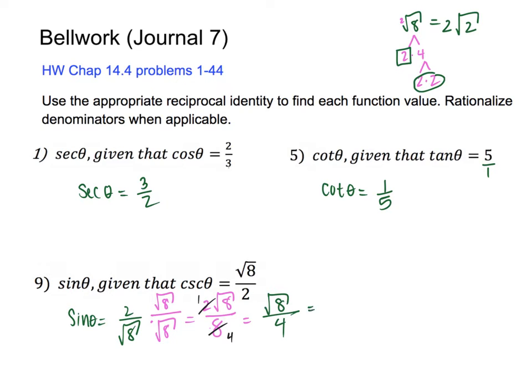So I can replace this as 2 square root of 2 over 4, and then that allows me to reduce. So 2 can go into 2 1 time, 2 can go into 4 2 times. So this is really the square root of 2 over 2. Whew, that was a bit of work. Now, if you had left your answer right here, I would have taken it. Although this answer is way better. Okay, it's the most simplified. All right, now let's go into today's lesson.